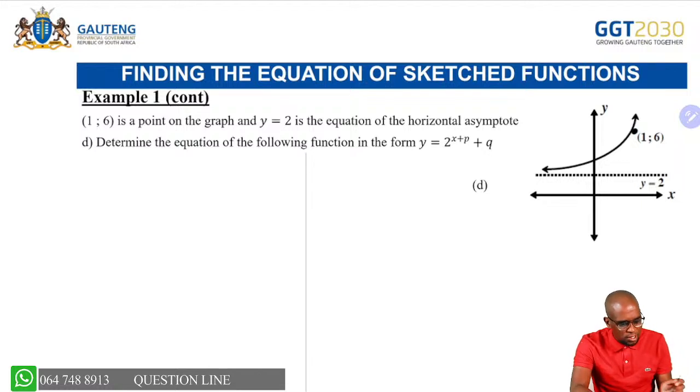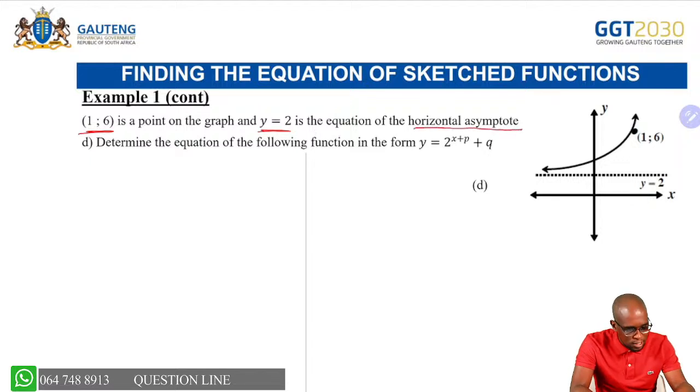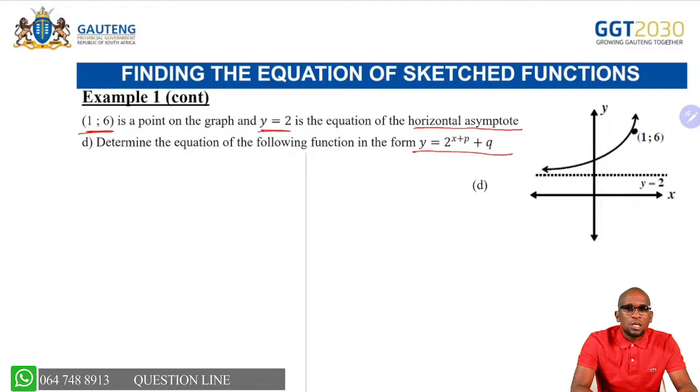So I'll just read the question for now. (1, 6) is a point on the graph, and y = 2 is the equation of the horizontal asymptote. That's what you are given. So you are given the horizontal asymptote. Determine the equation of the function in the form y = 2^(x + p) + q. Please try that one out in 3 minutes, and your time starts now.